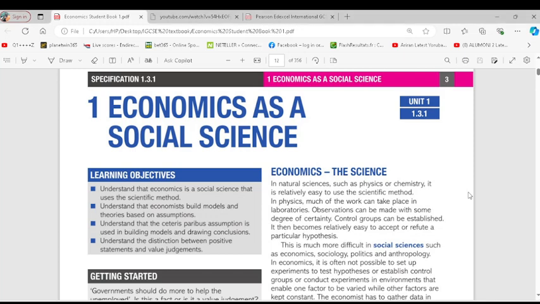We have economics, AS level. So we start with chapter 1, economics as a social science.